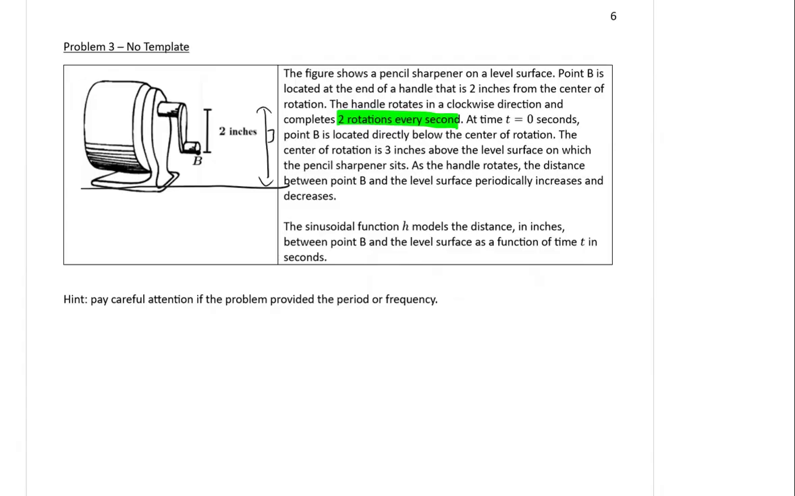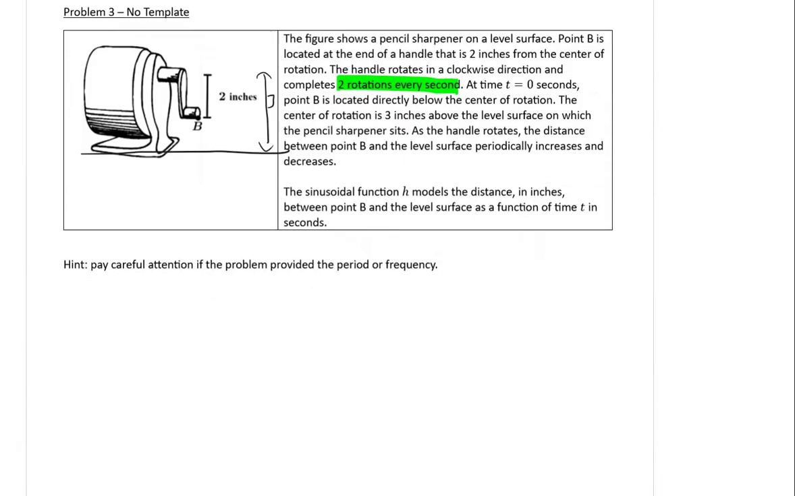As the handle rotates, the distance between point B and the level surface periodically increases and decreases. The sinusoidal function h models the distance in inches between point B and the level surface as a function of time t in seconds. Okay. All right, so we've got to model it with a sine and a cosine. So let's sketch what's going on once again.